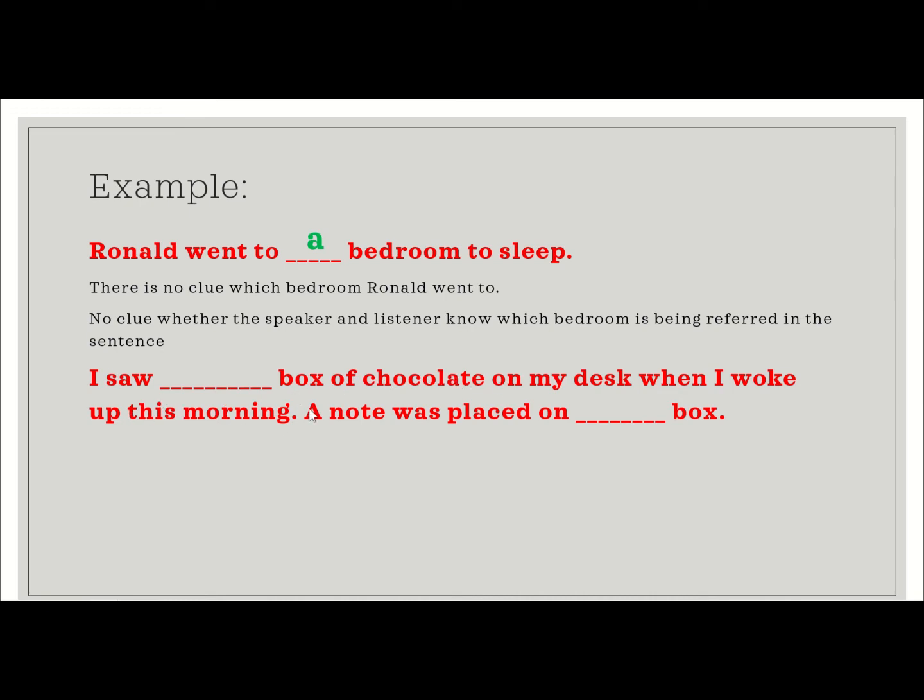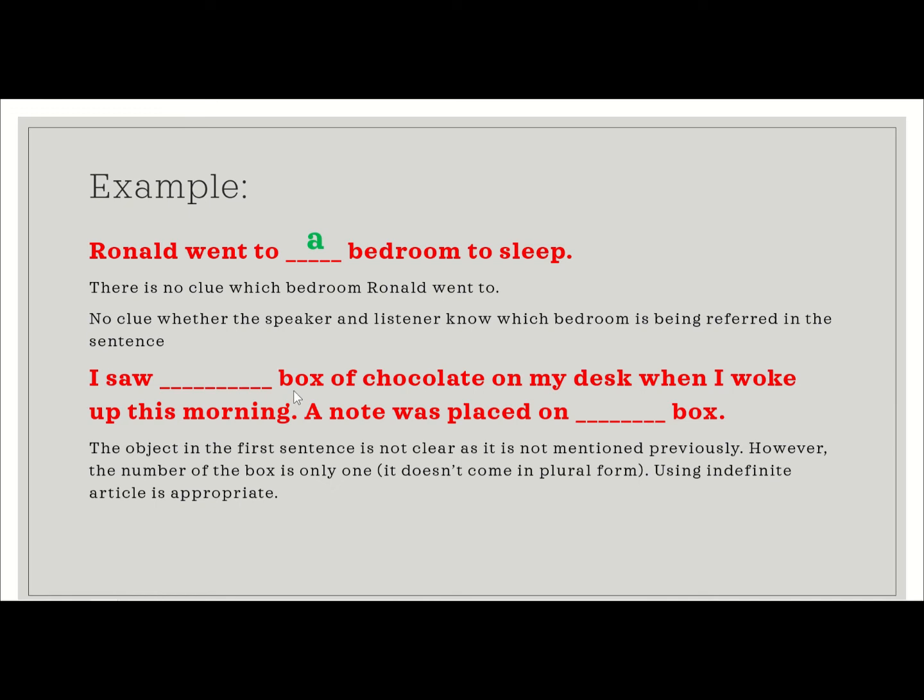Okay? The word box here hasn't been introduced yet. This is the first time we hear about the word box. The author mentioned the word box, right? So we are not sure. Both the speaker, the author, the writer, and the listener do not know which box it refers to. In this case, you have to use an indefinite article. Why? Because it hasn't been mentioned previously, and also it comes in singular form, box. So using a is appropriate.